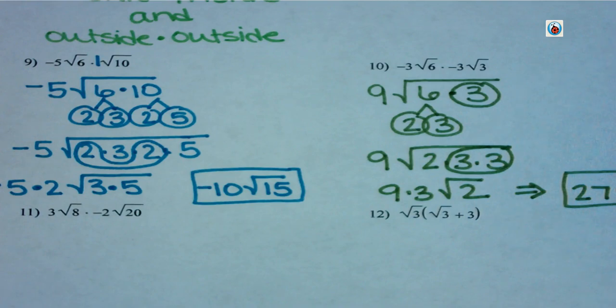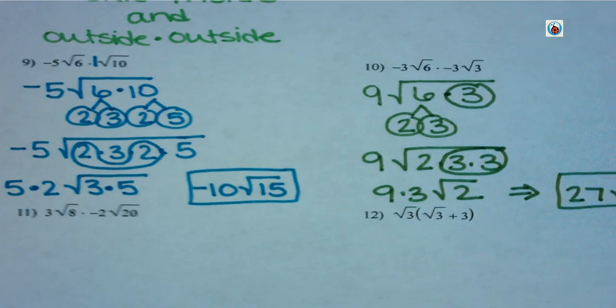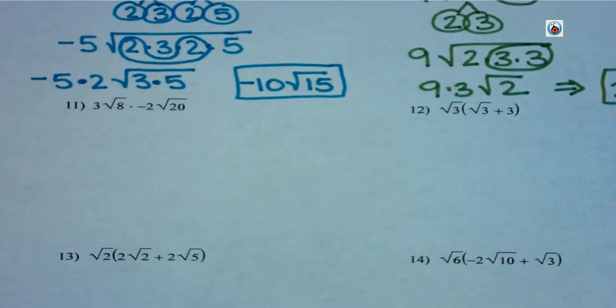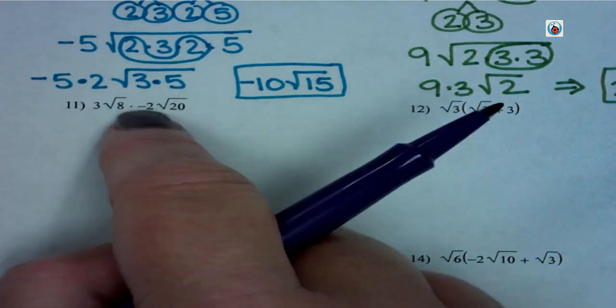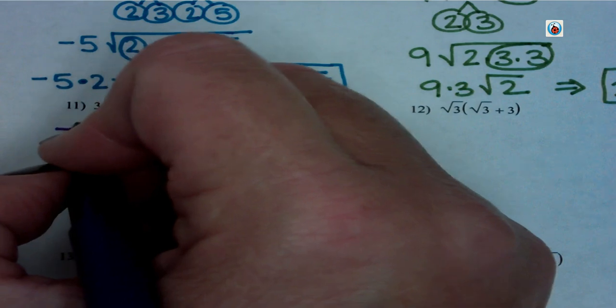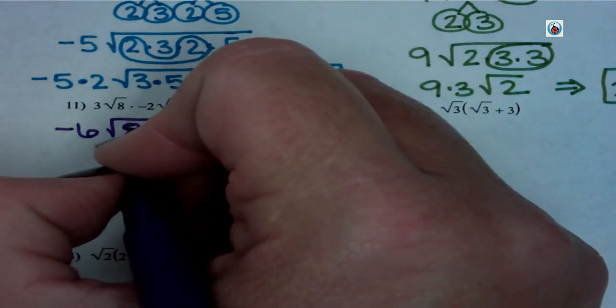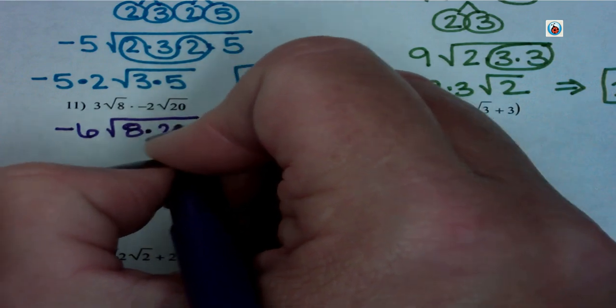Okay, so now we're doing the same idea on number 11, but our numbers are getting a little bit bigger, but that's okay. The process isn't going to change. So we're going to still multiply outside times outside. So 3 times -2 gives me a -6. And then I'm going to multiply inside times the inside, and I get 8 times 20.